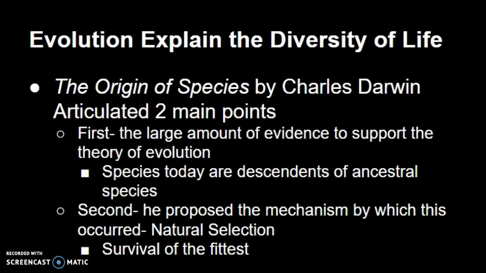So evolution explained by the diversity of life. The Origin of Species by Charles Darwin, which I talked about. Darwin and natural selection articulated two main points. The first was a large amount of evidence to support the theory of evolution, and second, he proposed the mechanism by which this occurred, natural selection. So this is not the only way that we see diversity of life, but it is one of the ways.